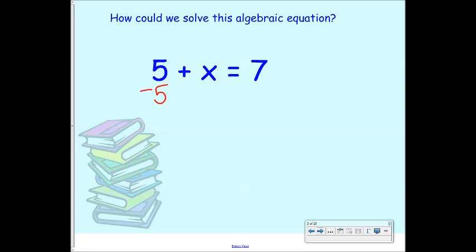So Ray says, I want to get rid of a positive 5. I'm going to do that with a minus 5. If I do it here, though, where else do I have to do it? On the other side of the equal sign.